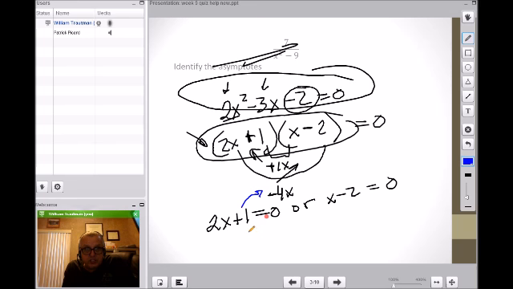You get the 1 to the other side by subtracting 1, subtracting 1. And then I'm left with 2x equals negative 1. And then divide each side by 2. Divide by 2, divide by 2. And do you see the 2's cancel and I'm left with x equals negative 1/2.